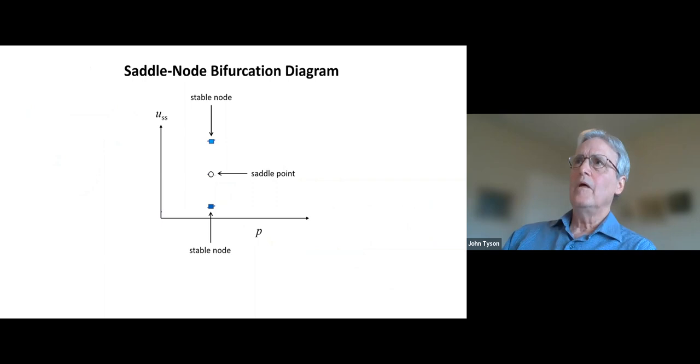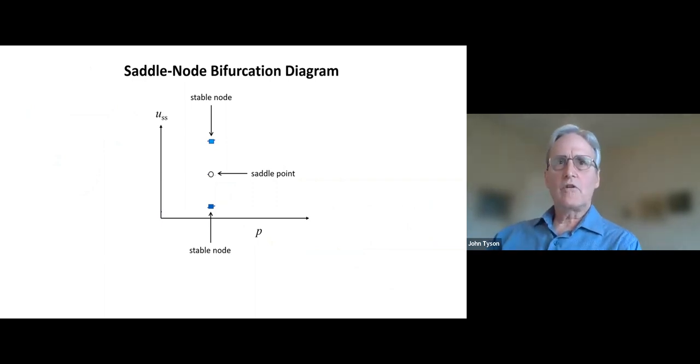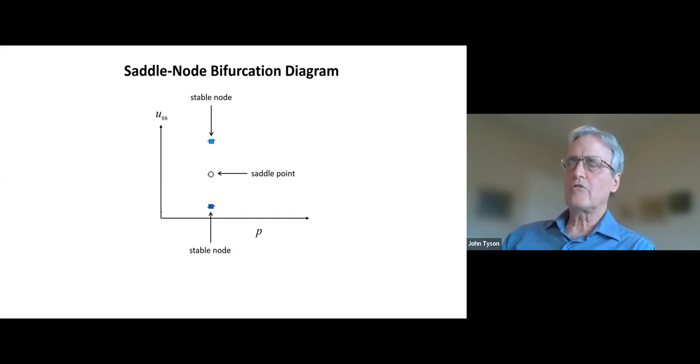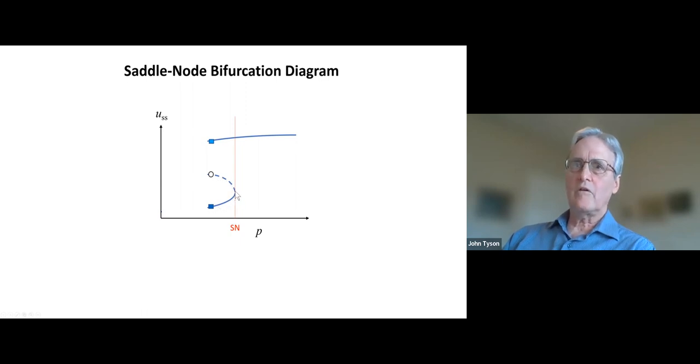Now, the behavior of a dynamical system near a bifurcation point is usually described in terms of a bifurcation diagram. In a bifurcation diagram, we are plotting the steady state value of a variable of the system against the fixed value of a parameter. And we're going to let the parameter change and see how the steady state values change. So we start at a value of P where there are two stable nodes separated by a saddle point and increase the parameter P. As P increases, the saddle point and the lower stable node come together and annihilate each other. And past the saddle node bifurcation, there's only one stable steady state, the upper stable steady state.